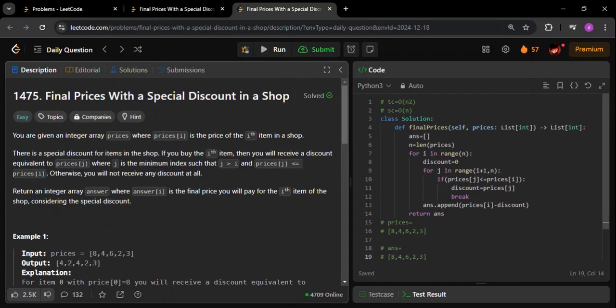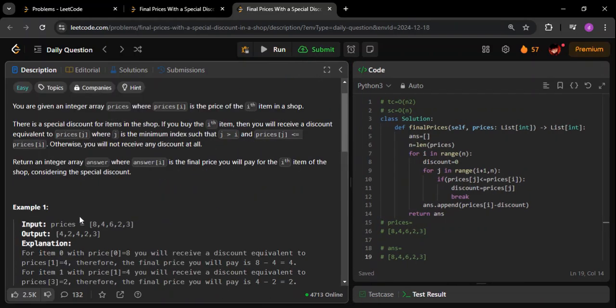It's going to be 1475. Find prices with a special discount in a shop. Okay, so as you can see, you are given certain prices and you have to return the discounted prices as your answer. Okay, so let's see the question.